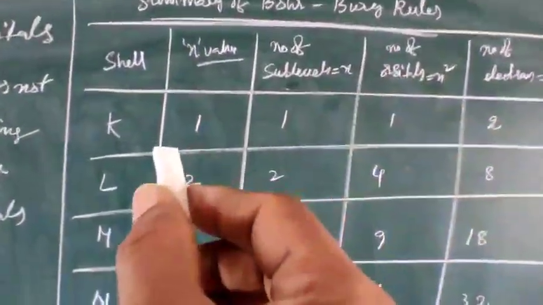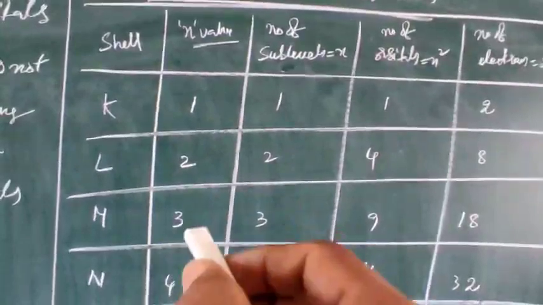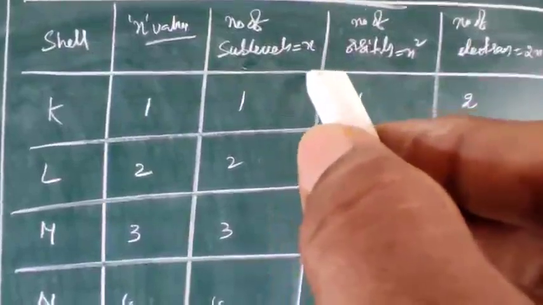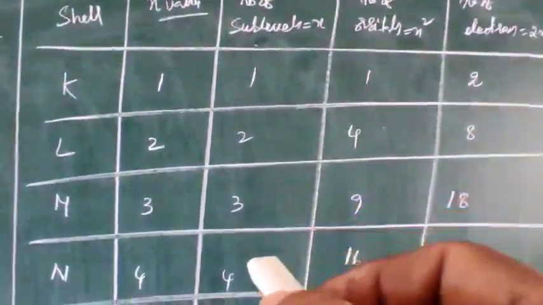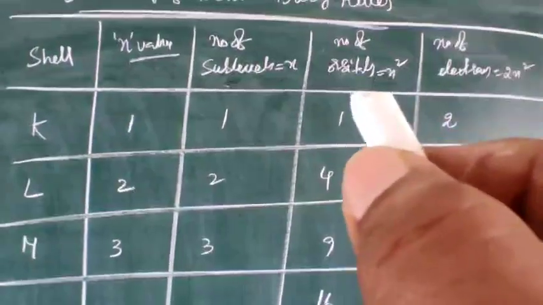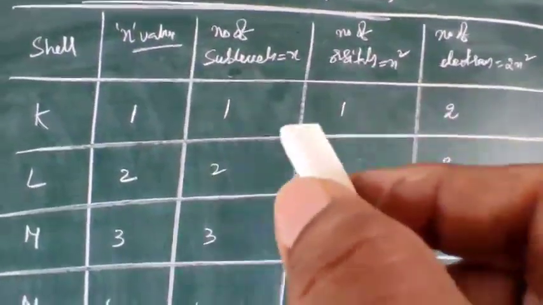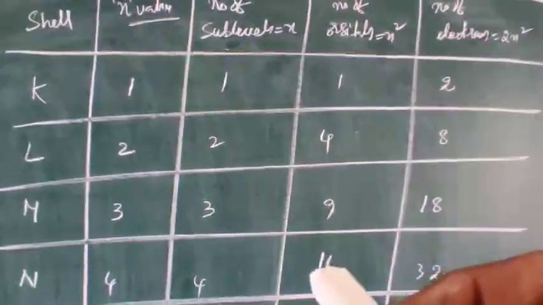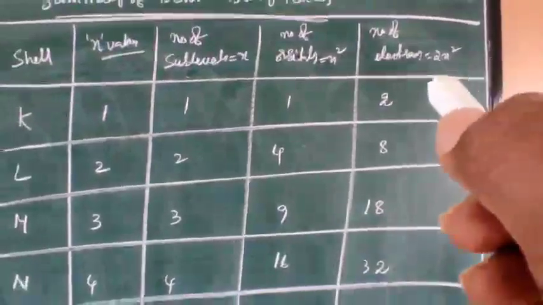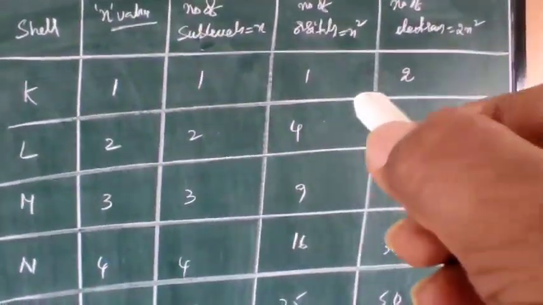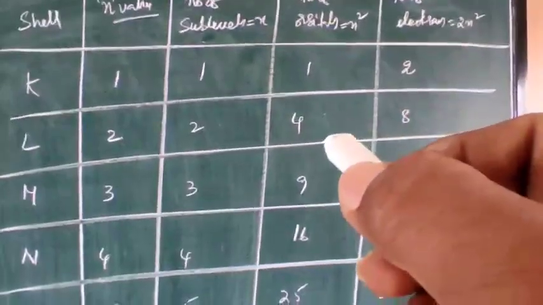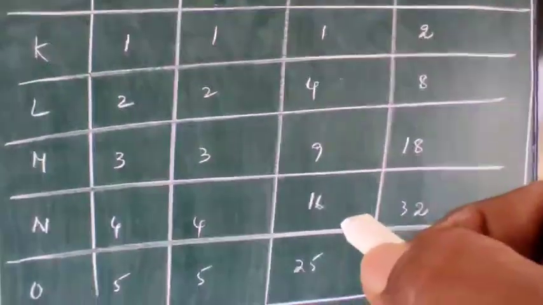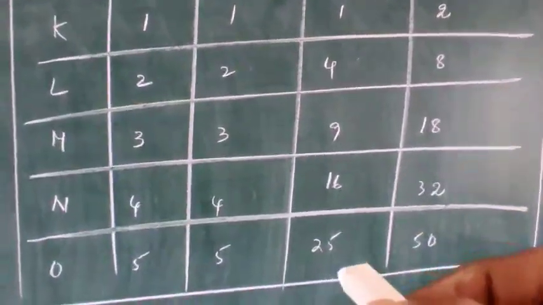Bohr-Bury rules. Here the shells are given: K, L, M, N. The n value is given 1, 2, 3, 4. Number of sublevels is equal to n, already we know. So 1, 2, 3, 4, the value is like that. Number of orbitals is equal to n square. So 1 square means 1, 2 square means 4, 3 square means 9, 4 square means 16. Next one, number of electrons is equal to 2n square. So 2 into 1 square is 2, 2 into 2 square is 8, 2 into 3 square is 18, 2 into 4 square is 32, 2 into 5 square is 50.